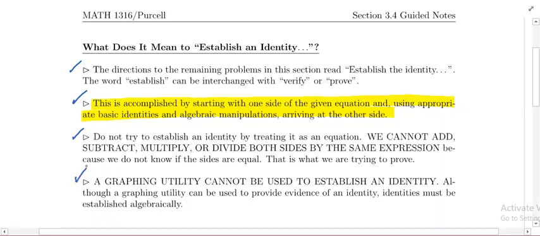Another biggie: you cannot use a graphing calculator to establish an identity. Although a graphing calculator can be used to provide evidence of an identity, so there is a way to check on the graphing calculator to see if it's an identity or not, you are going to have to do this algebraically to get full credit. You're going to have to do this through the algebra.